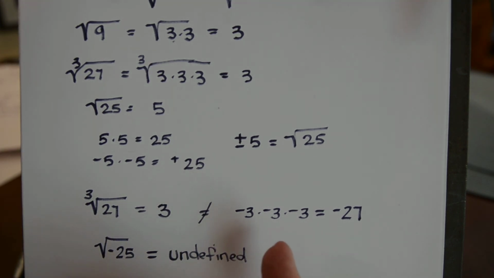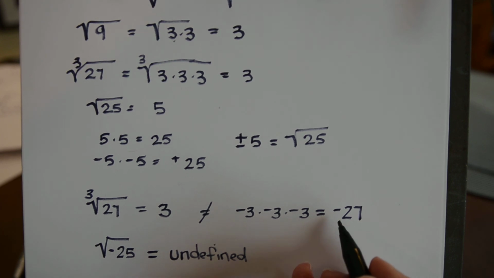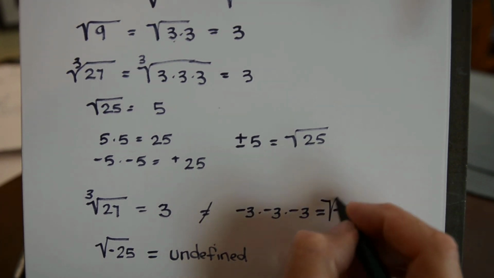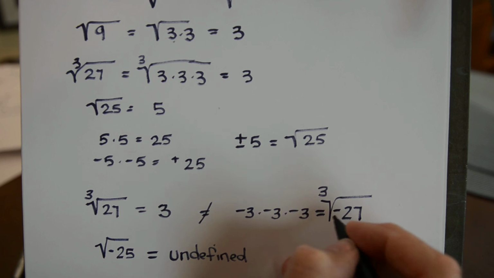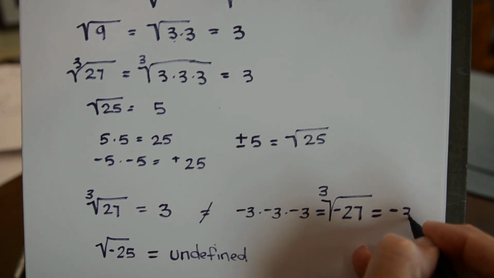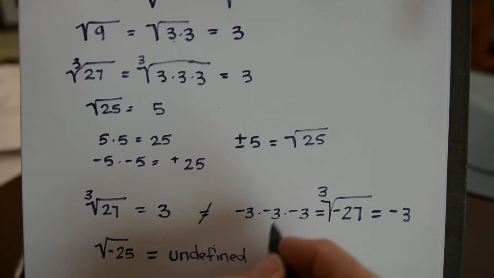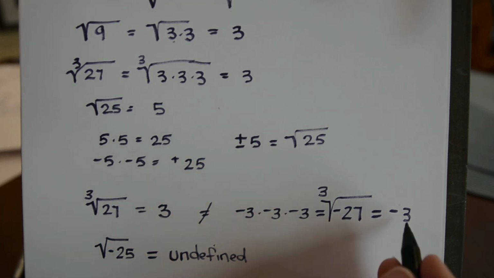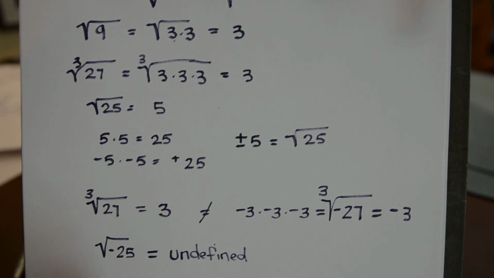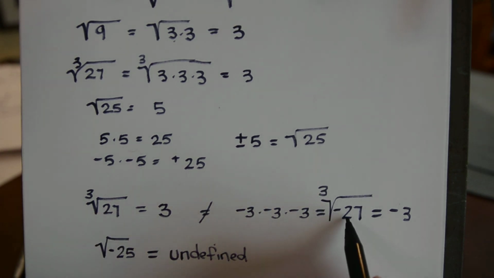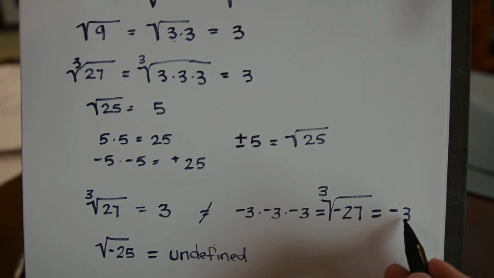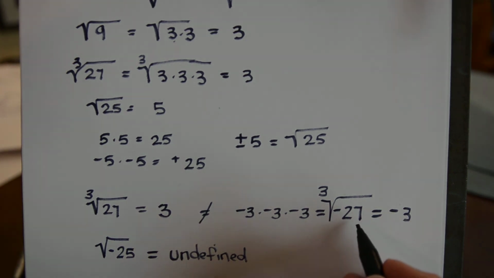But I could get the cube root of this equals negative 3. That does work, because negative 3 times negative 3 times negative 3 gets you to that. So that does work. The cube root of positive 27 equals 3, but the cube root of negative 27 equals negative 3. So be aware that there is a difference there.